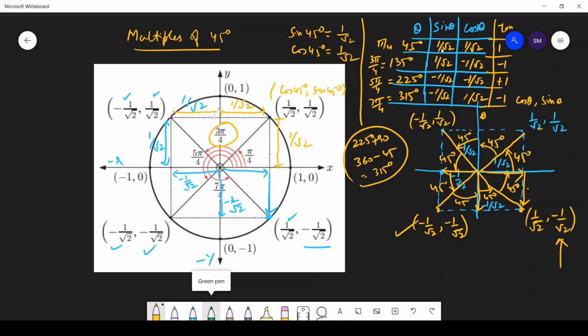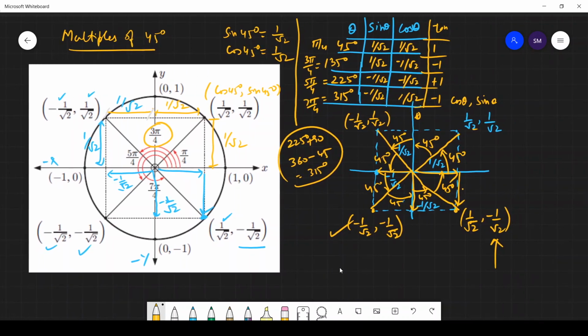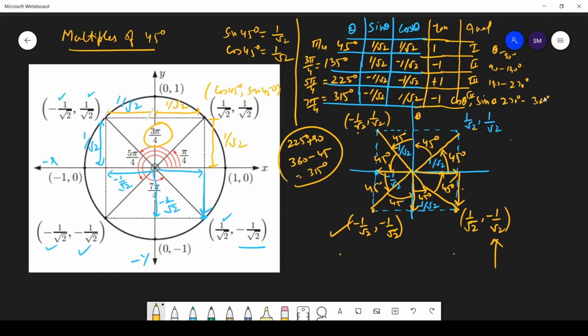So students, tell me, in the first quadrant, so that's your first quadrant. This is your quadrant 1, this is your second quadrant, this is your third quadrant, this is your fourth quadrant. So 0 to 90 degrees is the first quadrant, then 90 to 180 is the second quadrant, then 180 to 270 is the third quadrant, and 270 degrees to 360 degrees is your fourth quadrant.